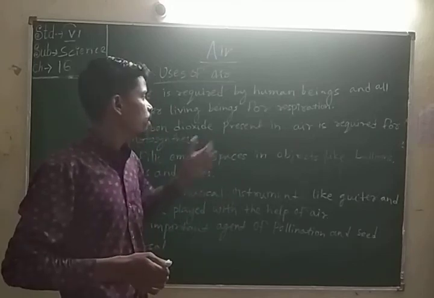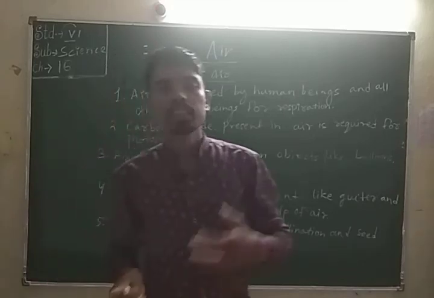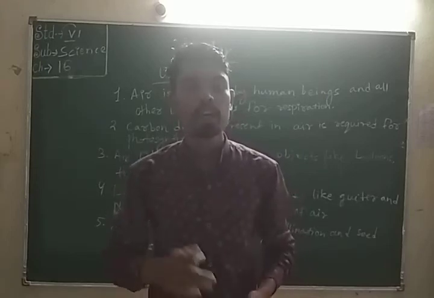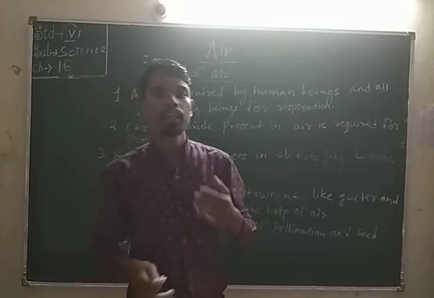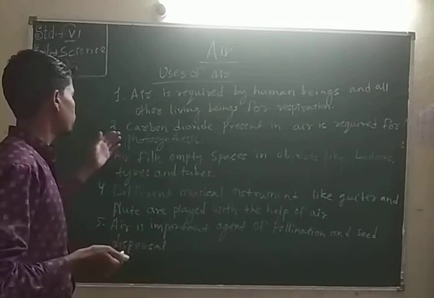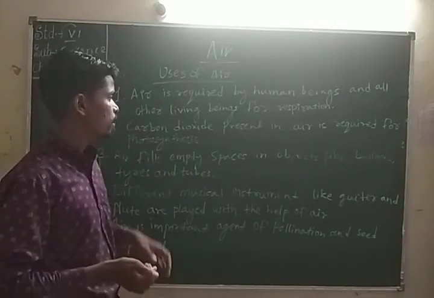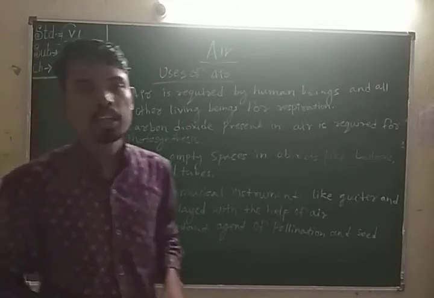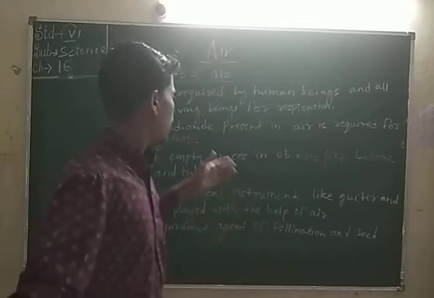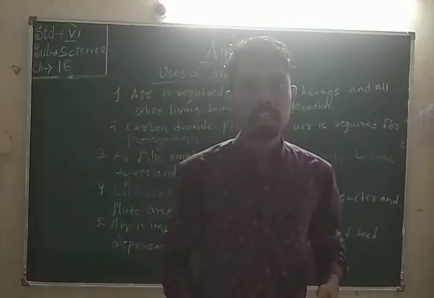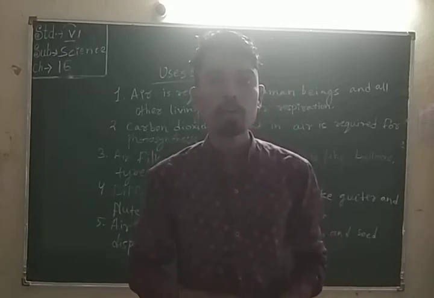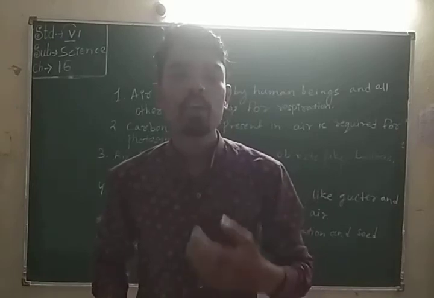So students, some of the plants carry out nitrogen fixation and also photosynthesis, and some of the bacteria take in the air or carbon dioxide. Okay. Next point: carbon dioxide present in air is required for photosynthesis. The photosynthesis process mainly includes water and carbon dioxide in the presence of sun, which form the energy glucose and also release oxygen.